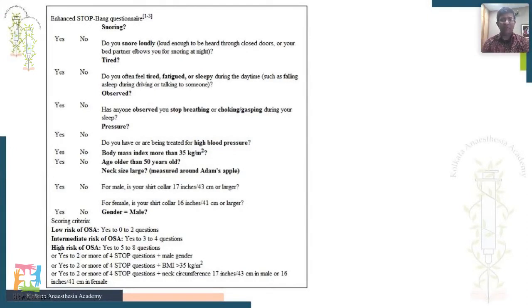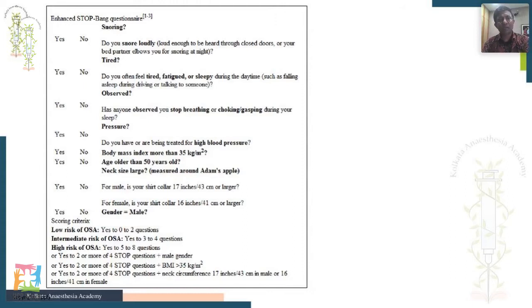The most popular is the one given by Chung from the Toronto General Hospital, and that is the STOP-Bang questionnaire. Do they snore? Is the person tired? Are there any observed incidents of stopped breathing? What is the blood pressure; is the person hypertensive? Is the BMI more than 35? Is the age more than 50? Is the neck circumference large, 45? And is the person male or female? So that is the STOP-Bang questionnaire.